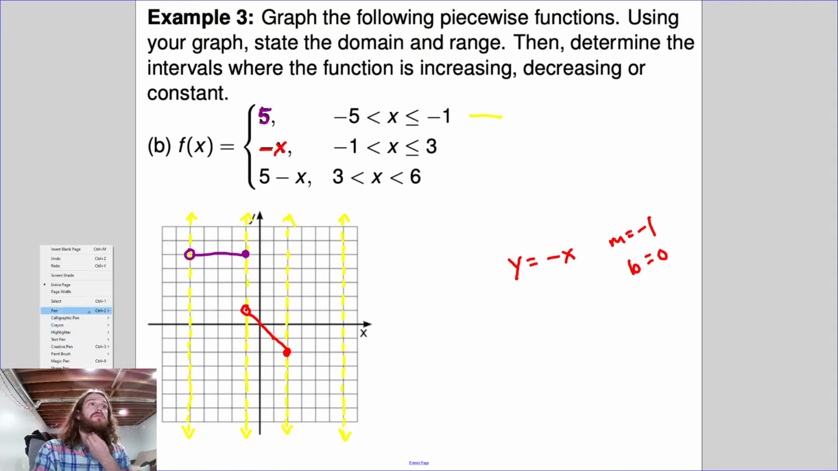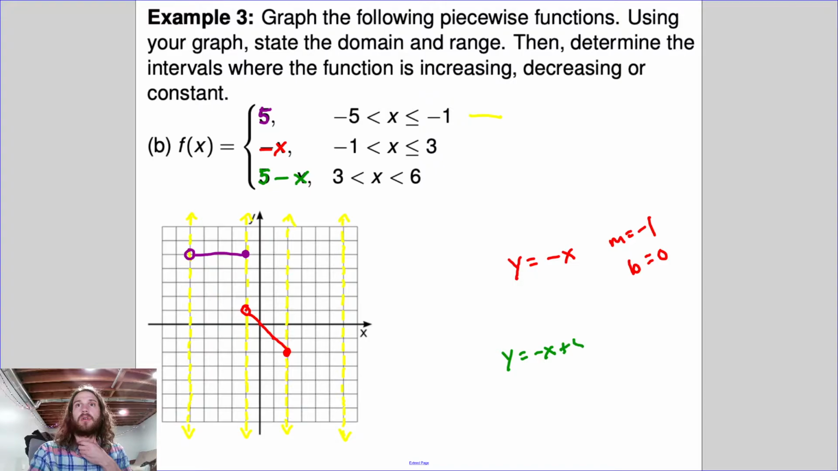And lastly, let's do green this time, 5 minus x, y equals negative x plus 5. That is m equals negative 1, b equals 5. So I go up to 5, 1, 2, 3, 4, 5. Got a slope of negative 1. Okay, open circle here. Open circle there. And put them together.